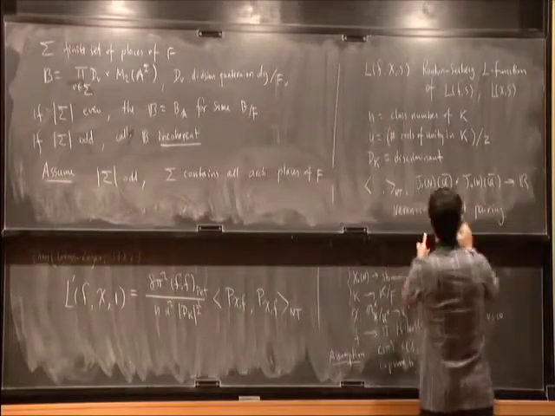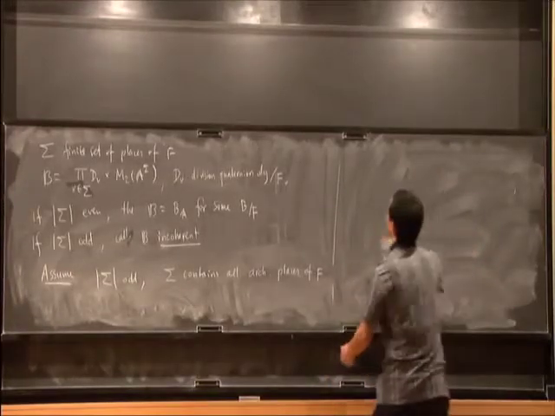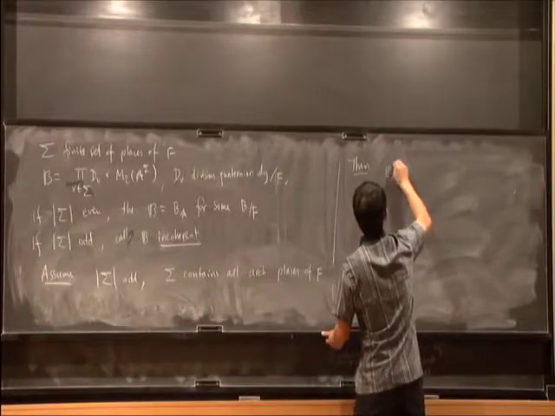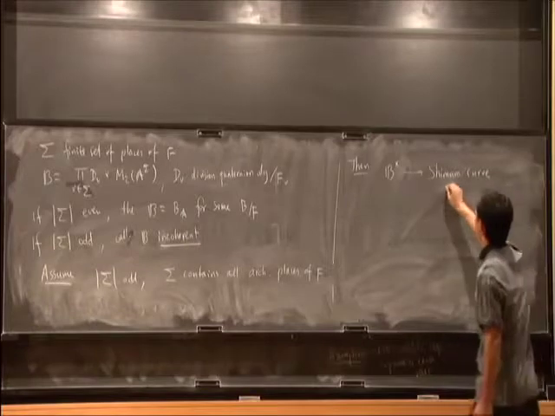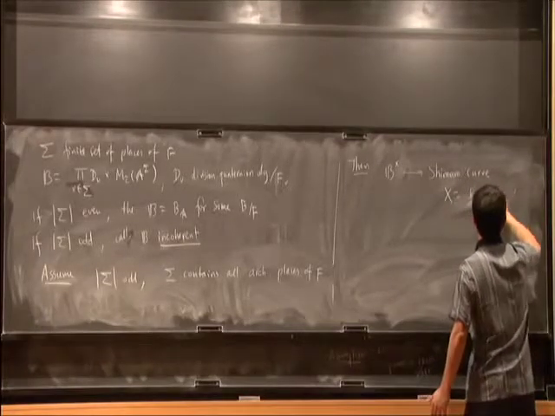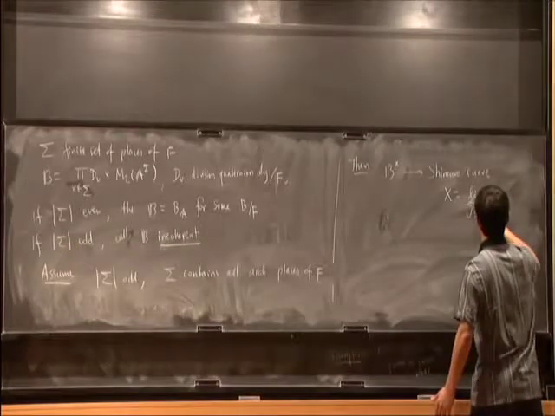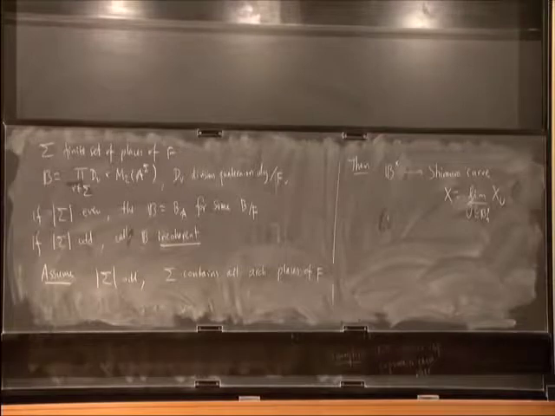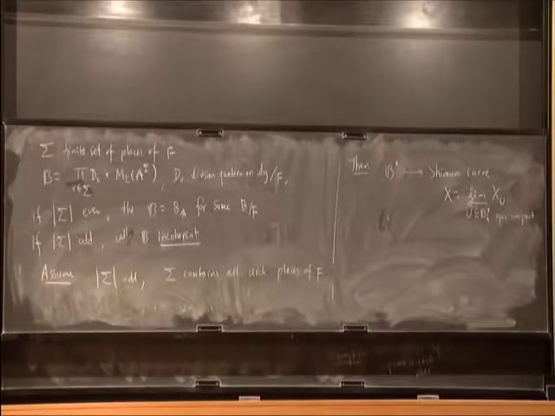Then this B gives us a Shimura curve. This B cross determines a Shimura curve X equals the limit of X_U, where U is an open compact subgroup of B_F cross. This is like the finite part of B, and we take the multiplicative group, open compact. It is defined over F, and each X_U is a projective smooth curve over F.